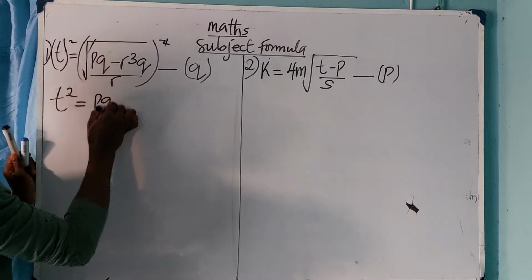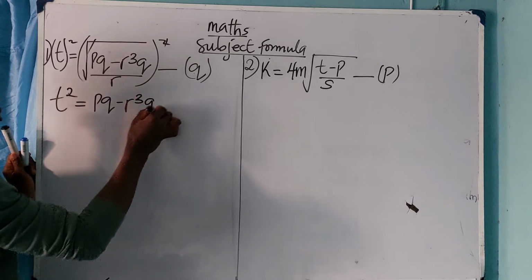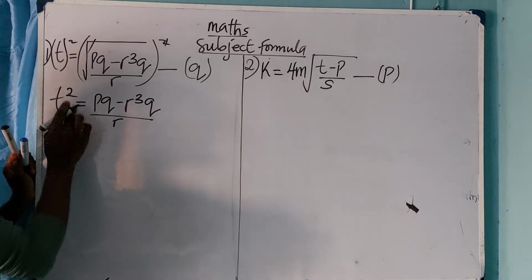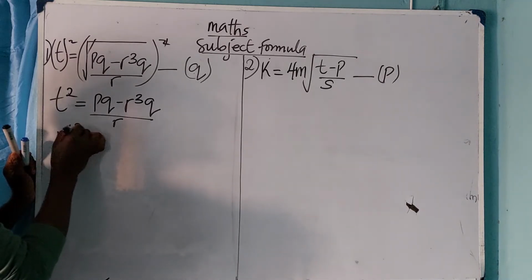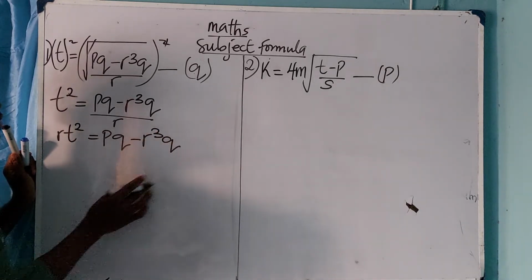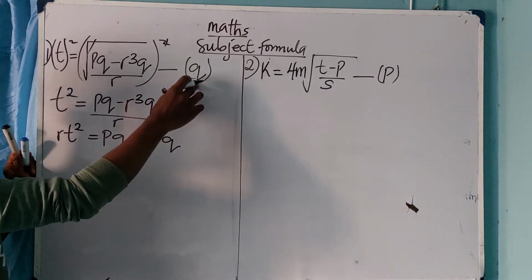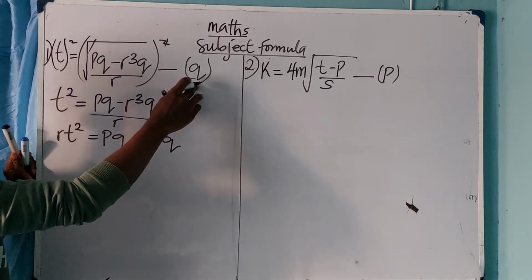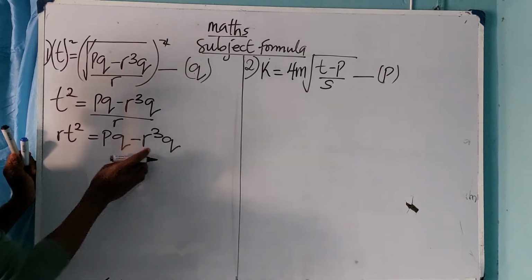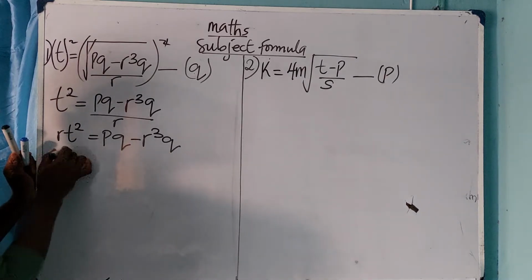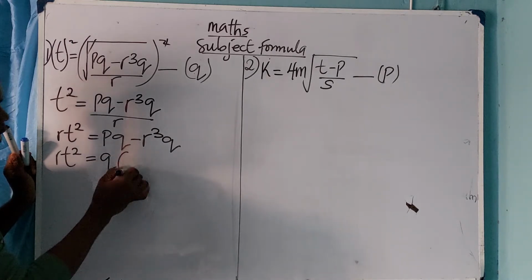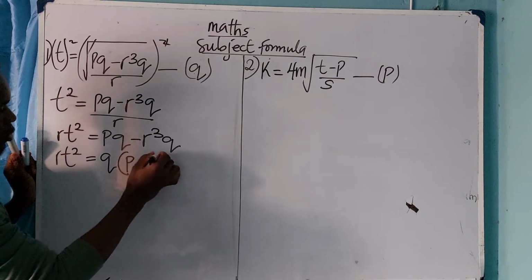You'll now be having pq minus rq over r. The next thing to do is what? To cross multiply. Now we have rt squared equals pq minus rq, then q. Now we have to make q the subject of the formula. Since you have q and you have q, it means that you are to factorize. In that sense, it becomes rt squared is equals q open brackets p minus r cube.